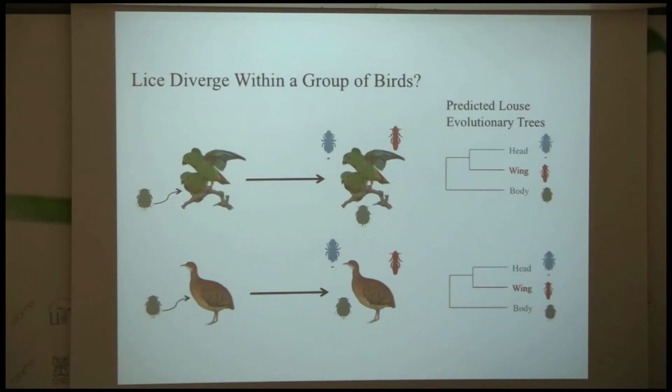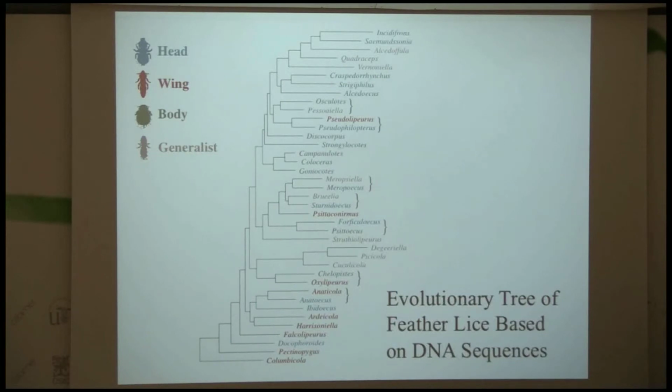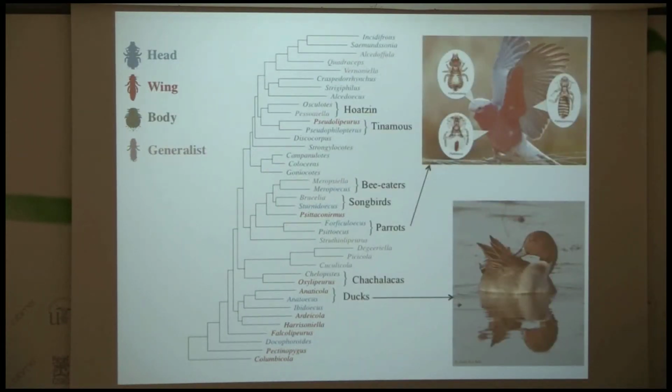So we tested this by building a phylogenetic tree based on just a few gene sequences in this case. Some of the tree was not very well supported, but there was a very clear pattern that emerged. So these are lice of different genera from different groups of birds. And what we found is several cases where lice from different microhabitats, but from the same group of birds, were closely related. So the wing lice here in red and head lice in blue from ducks were sister taxa. The head lice and body lice from parrots were sister taxa.